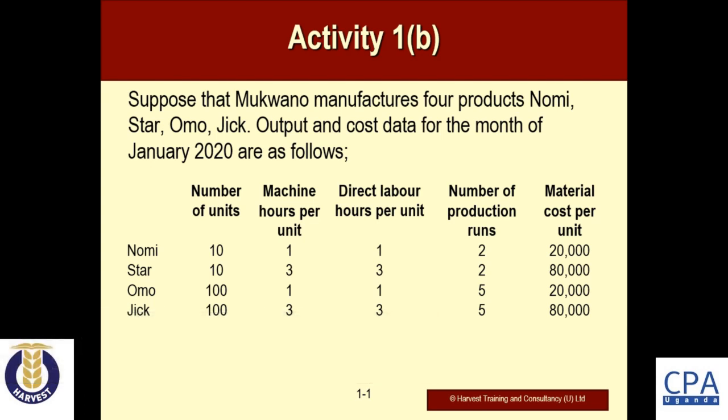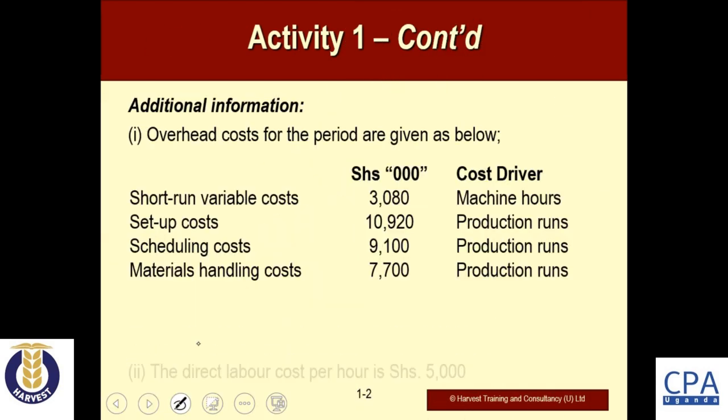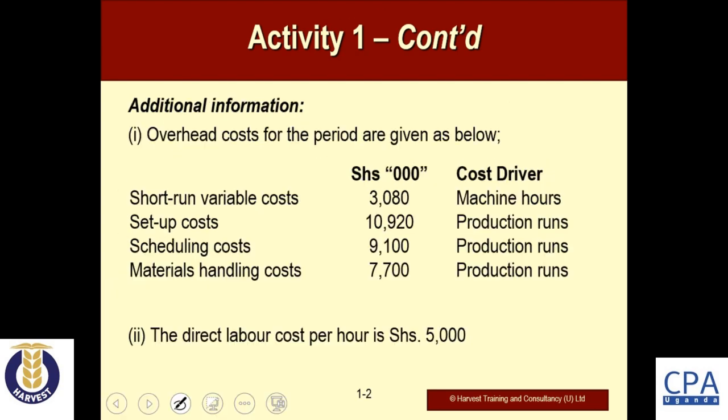In this part B, we looked at the question in detail, and the examiner required us to determine the unit cost for each product using activity-based costing. We have already covered traditional absorption costing, but just to take you through the question again for those who may not have captured it in part A.